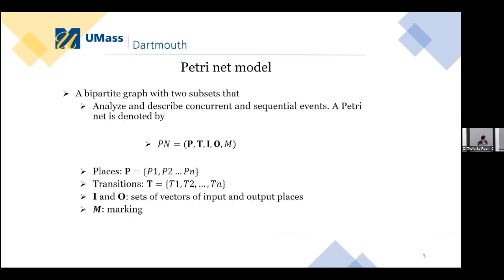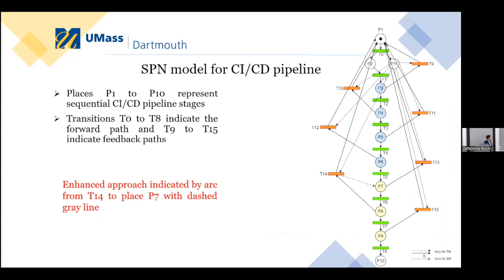Let me explain what a Petri net model is. A Petri net is a graphical and mathematical model, which is used to model a complex process or to analyze the process performance. It is a bipartite graph with two subsets, places and transitions, where places and transitions are connected by arcs. A place can be both an input and an output place at the same time.